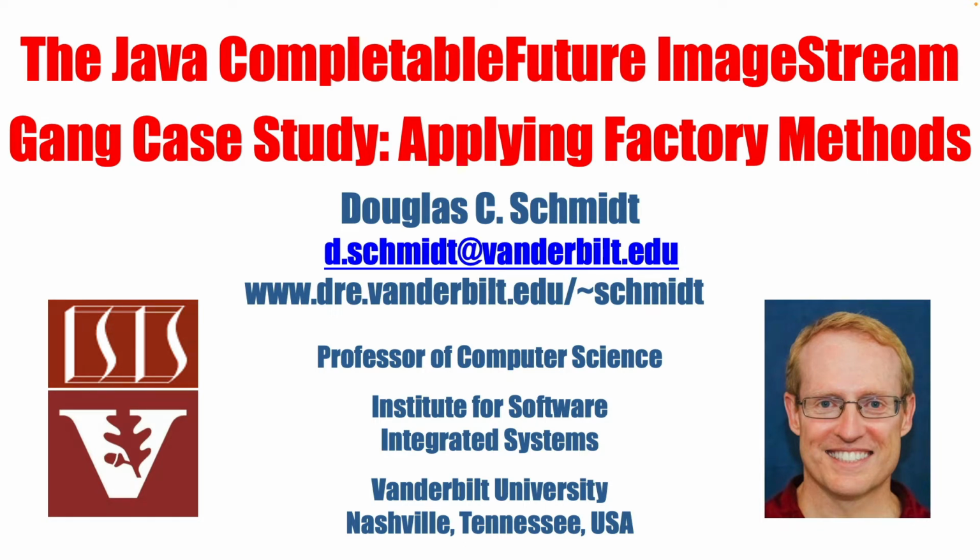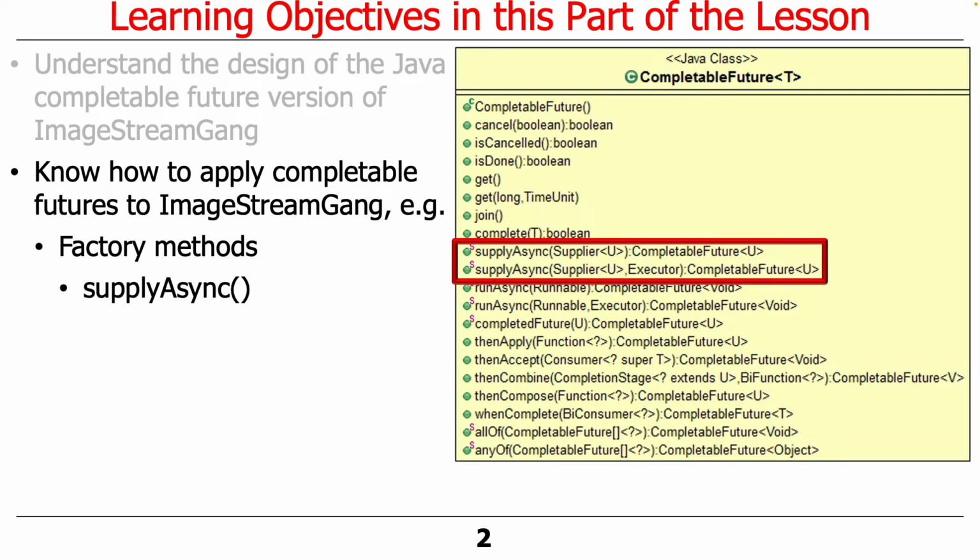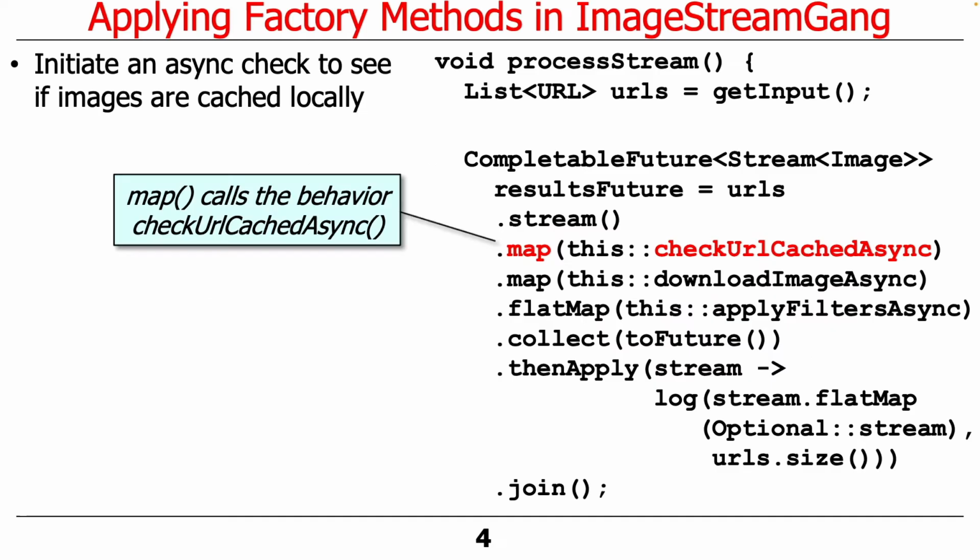So now that we've walked through the overall program and seen how completable futures are applied at an aggregate level, at the top level stream, intermediate operation, and terminal operation level, let's zoom down and talk about applying factory methods. And you'll, of course, recall that the factory method that we're going to deal with, as usual, is supplyAsync. So it's going to get used here in this call.